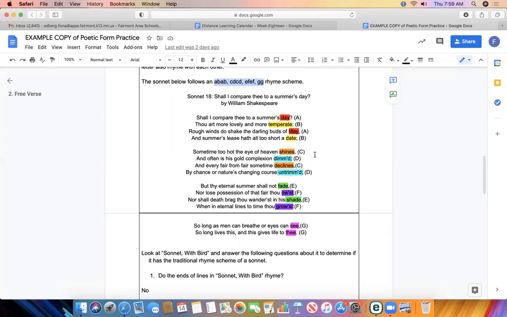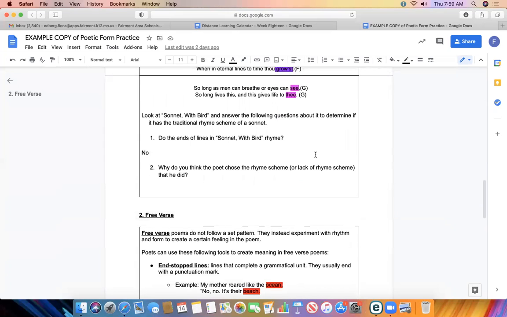And again, this is a traditional sonnet. So I'm going to go down and think about Sonnet with Bird. Does it rhyme? And there's not even a kind of to this question. The answer is no.